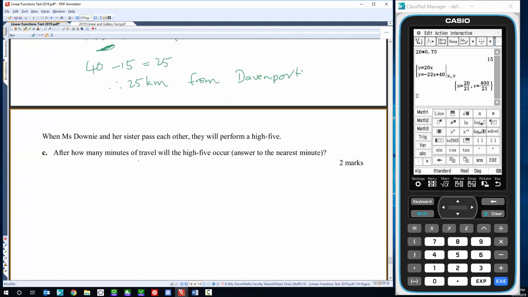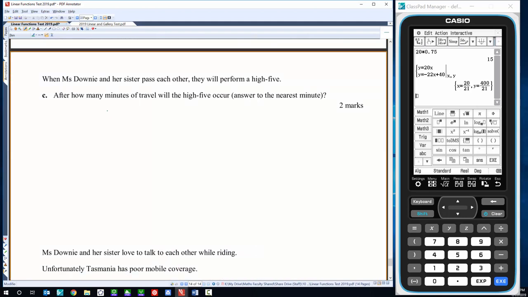Okay, so to write out our working for this one, it's a simple case of going 20x equals negative 22x plus 40, or I shouldn't put x's in here actually, girls. I should put the correct variables, which is t. So 20t equals negative 22t plus 40. t is equal to 20 over 21.